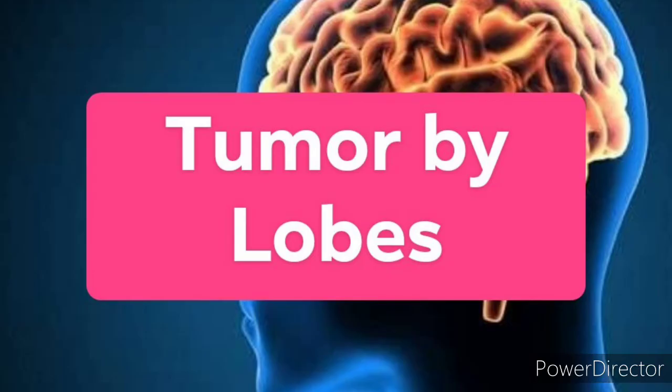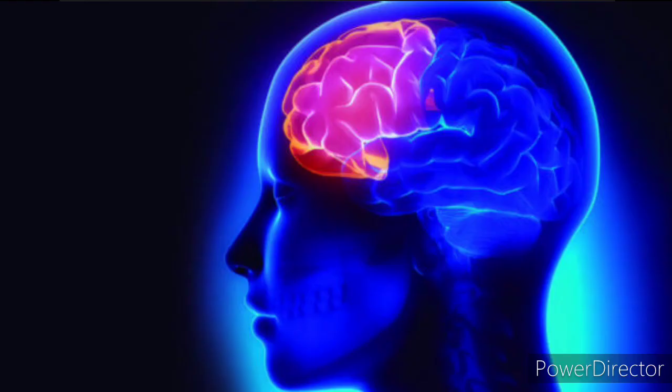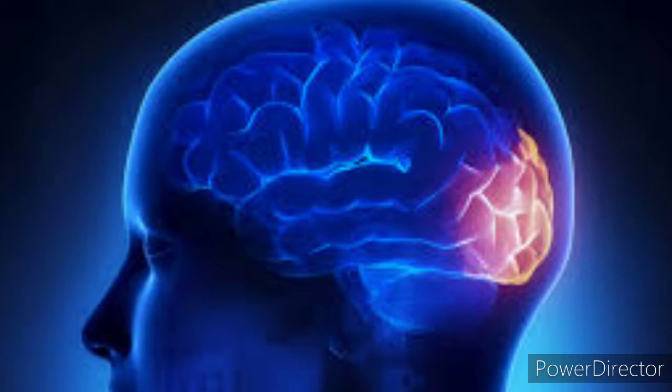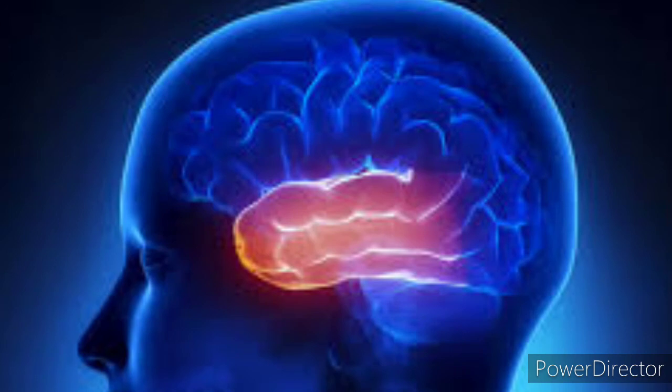Tumor location by lobes are the following. Frontal lobe tumor affects the ability in speech or language, memory, concentration, and other clinical manifestations. Parietal lobe tumor affects the ability in speech, writing, drawing or naming, recognition, and vision. Occipital lobe tumor affects the ability in vision and visual field. Temporal lobe tumor affects the ability in speaking, understanding language, short and long-term memory, and control of behavior.